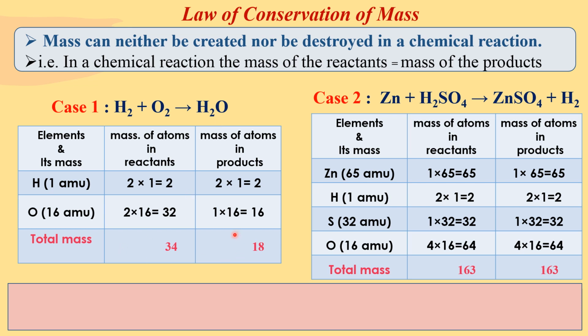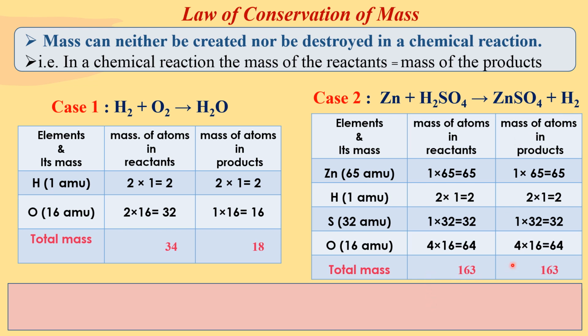And hence, when we calculate the total mass of the reactants and products for this equation, it was also found to be not equal. Now in case 2, you can see that the equation zinc plus sulfuric acid gives zinc sulfate plus hydrogen is a balanced equation. And since it is a balanced equation, the number of atoms in reactants and products are equal.